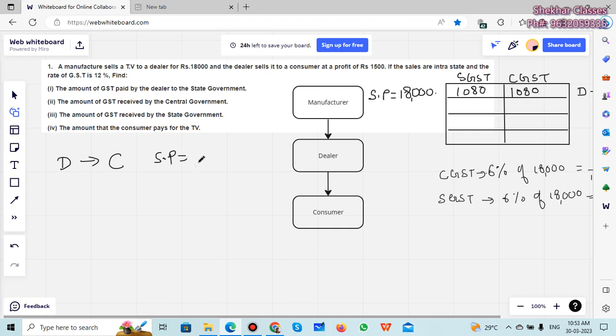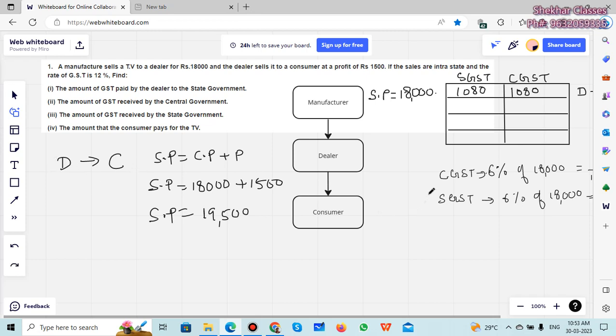How much will the selling price be? Selling price is cost price plus profit. Do you know what the cost price is? Cost price is the price at which he bought from the manufacturer, and that was 18,000, plus the profit he wants, 1500. So that is 19,500. This is the selling price for the dealer.